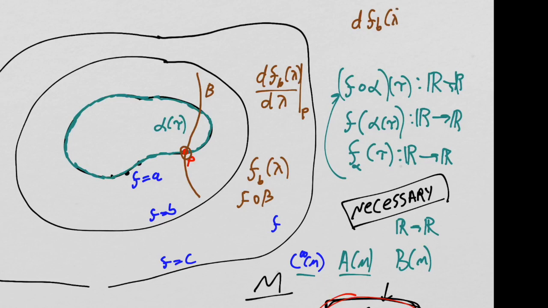F of beta at lambda, because lambda is the independent variable, not P, right? When I say evaluate it at the point P, what I'm talking about is, well, this is beta, first of all, not B, beta, right? I'm evaluating at the value of lambda equals beta inverse of P, right? So beta is a mapping from the real numbers to the manifold, so beta inverse is a mapping from the manifold to the real numbers. Notice that beta inverse is only defined for points that are on beta. It's not defined out here, and it's not defined out here.